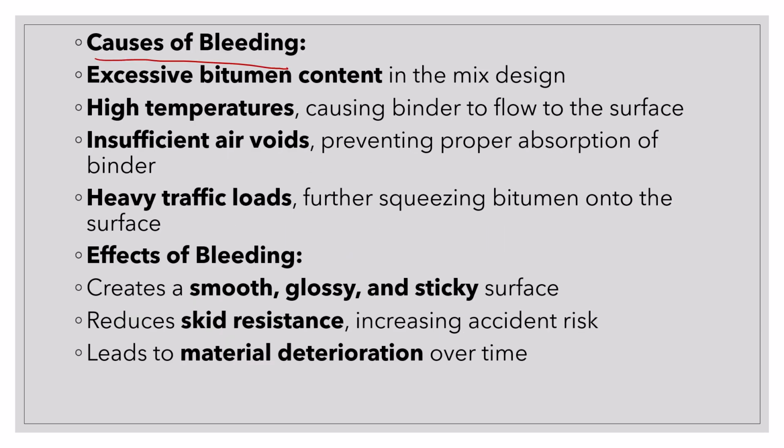Causes of bleeding are excessive bitumen content, high temperature, and insufficient air in the voids. If insufficient air is there in the voids, it prevents the proper absorption of binder. Heavy traffic on roads can also cause bleeding because of the squeezing of bitumen onto the surface. Effects of bleeding are a smooth, glossy and sticky surface, and it reduces the skid resistance and can enhance accident risk. Also, it leads to material deterioration over time.